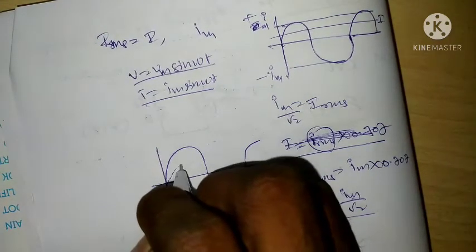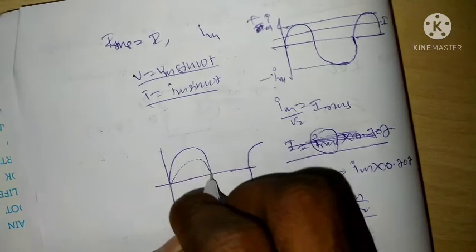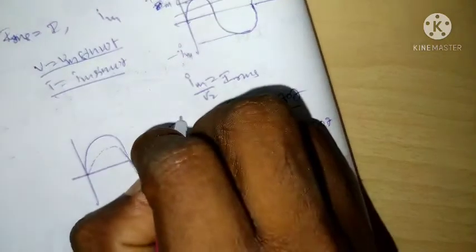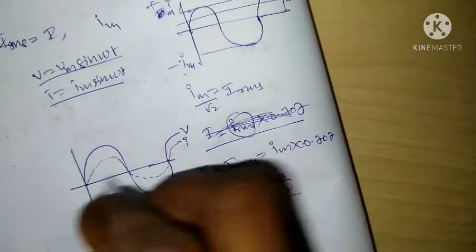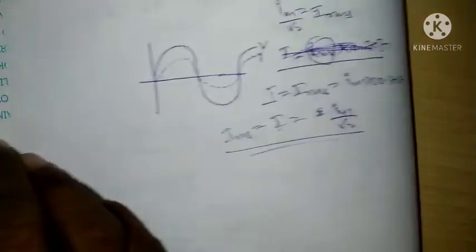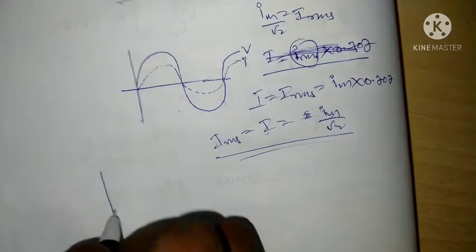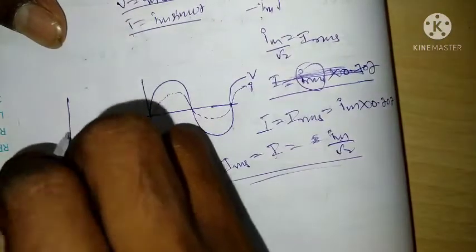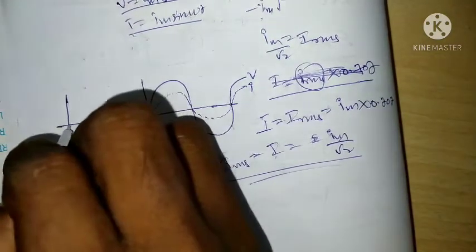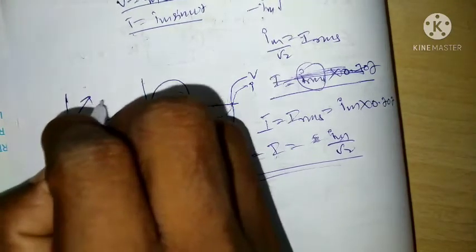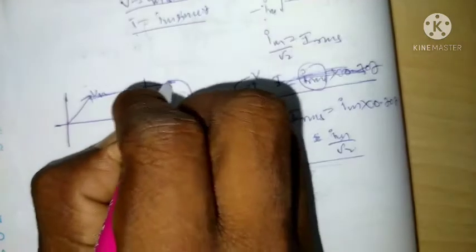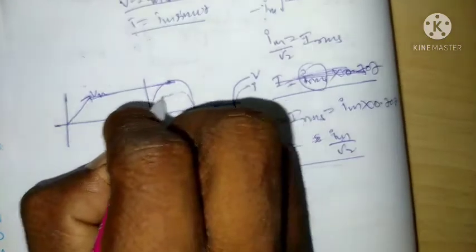The dashed dots are current, and this is voltage. According to the current relation, draw the graph. That is voltage, where Vm is the maximum voltage, and that is the maximum current.